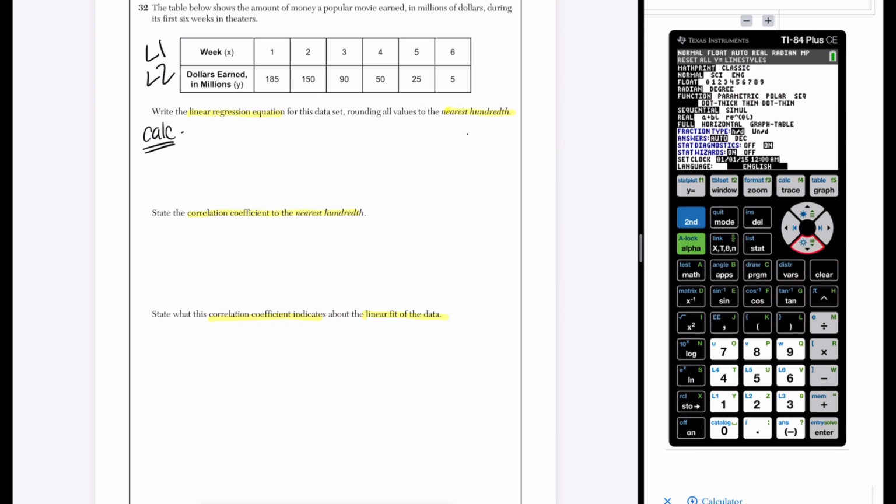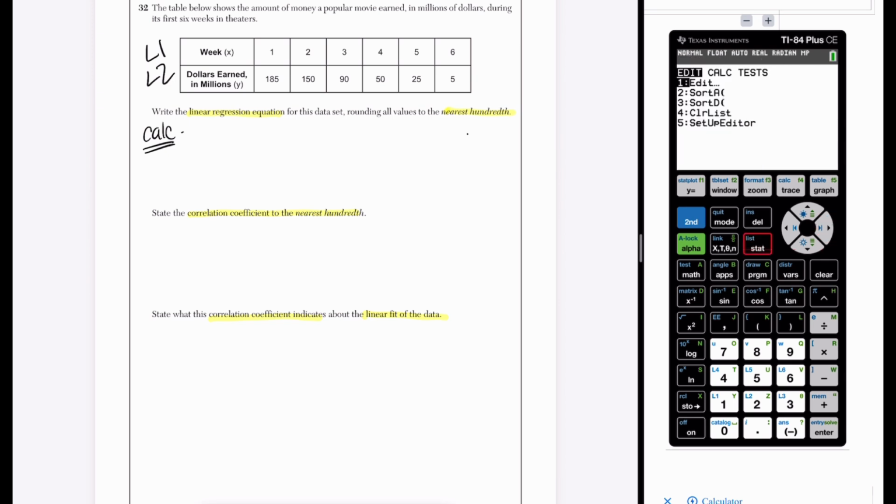Go down to where it says stat diagnostic. And I am just hitting the wrong button, so let me use the pencil instead. And just make sure that it's set to on. Alright, you want to make sure that is on. Sometimes it's off when you turn on the calculator, so make sure that's on.